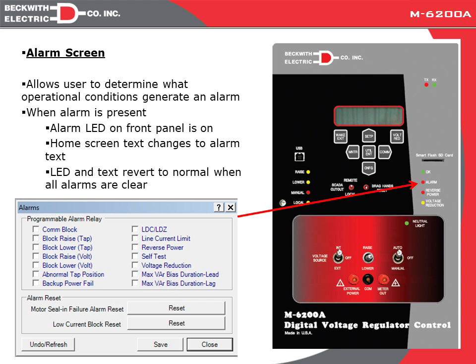But the general rule here is if it's checked off when it's in the abnormal state, it will drive the LED, it'll scroll text across the home screen, and when it gets back to normal, the LED will clear and the home screen will go back to its normal home screen. So this is a way to help troublemen, linemen, operators when they come on site to verify that there's nothing blocking the regulator, and if there is something, they can see exactly what it is.